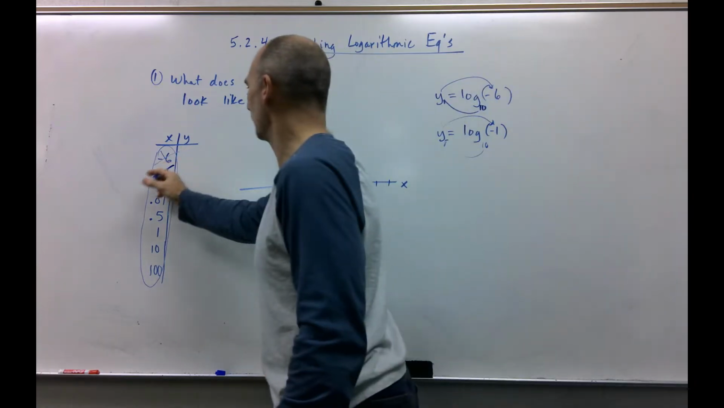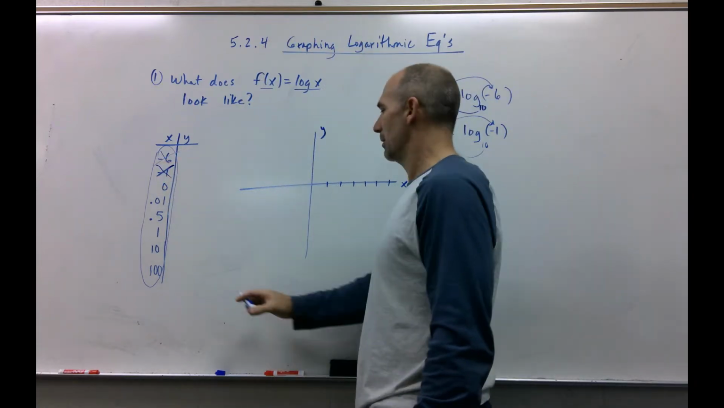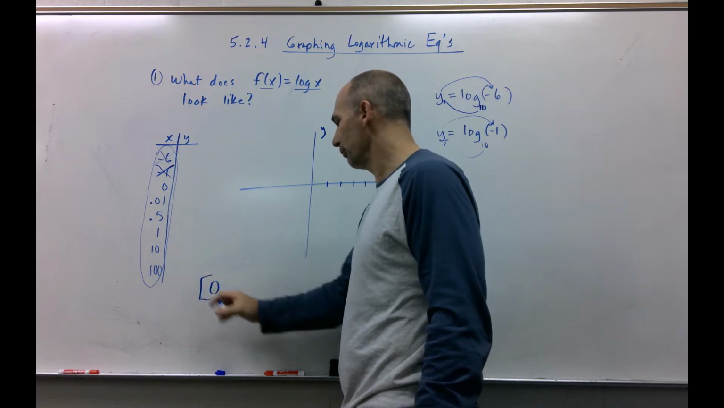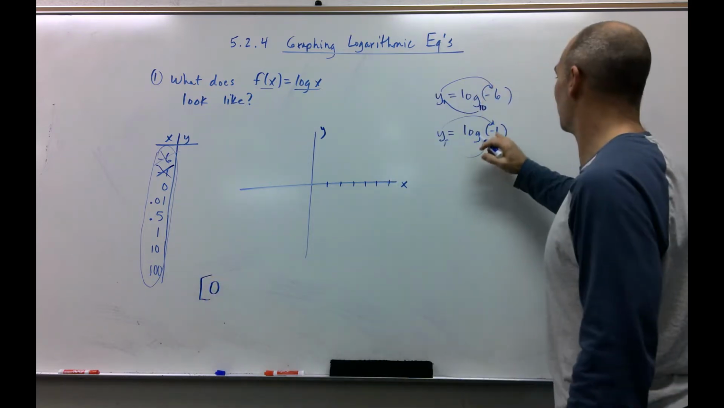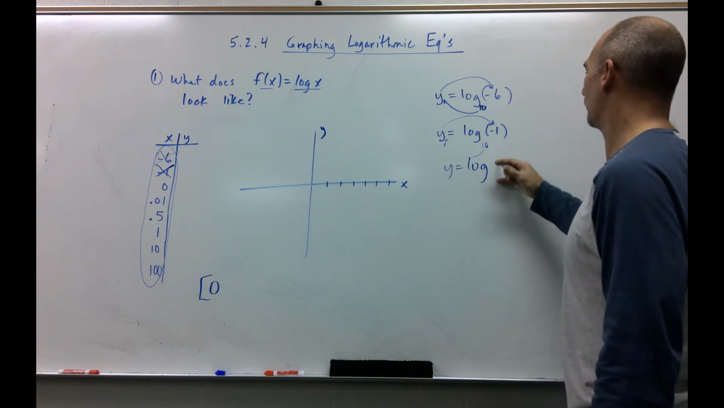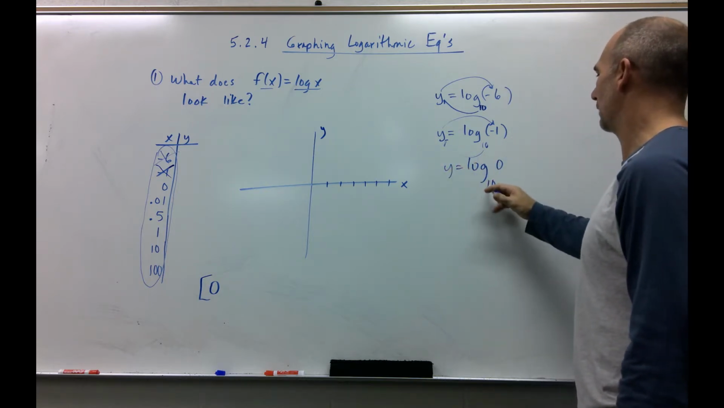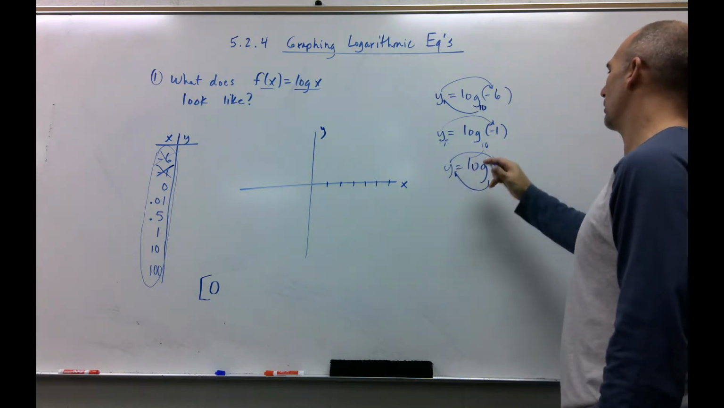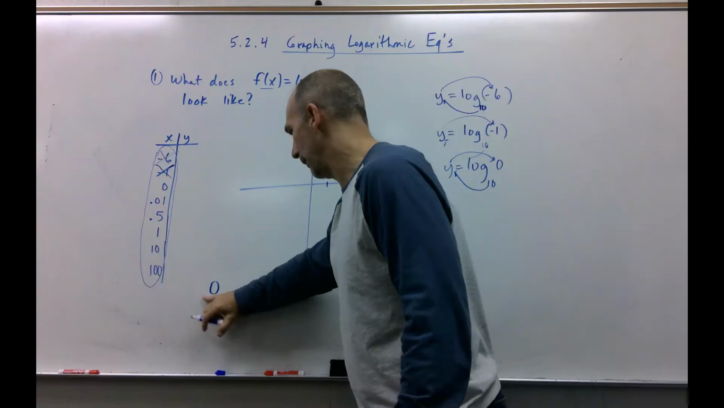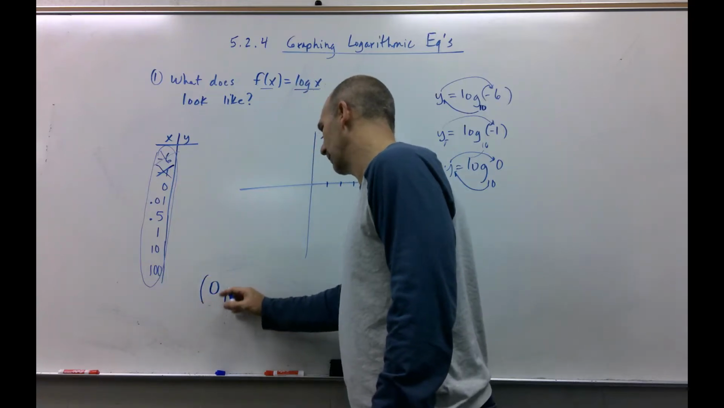So what does that tell me about my domain? My domain is going to be x greater than 0. Well, let's go ahead and type that in. Y equals log of 0. Can I get 10 to some power equals 0? The answer is no. So I shouldn't have put a bracket around that. It should have been parentheses and then all the way to infinity.